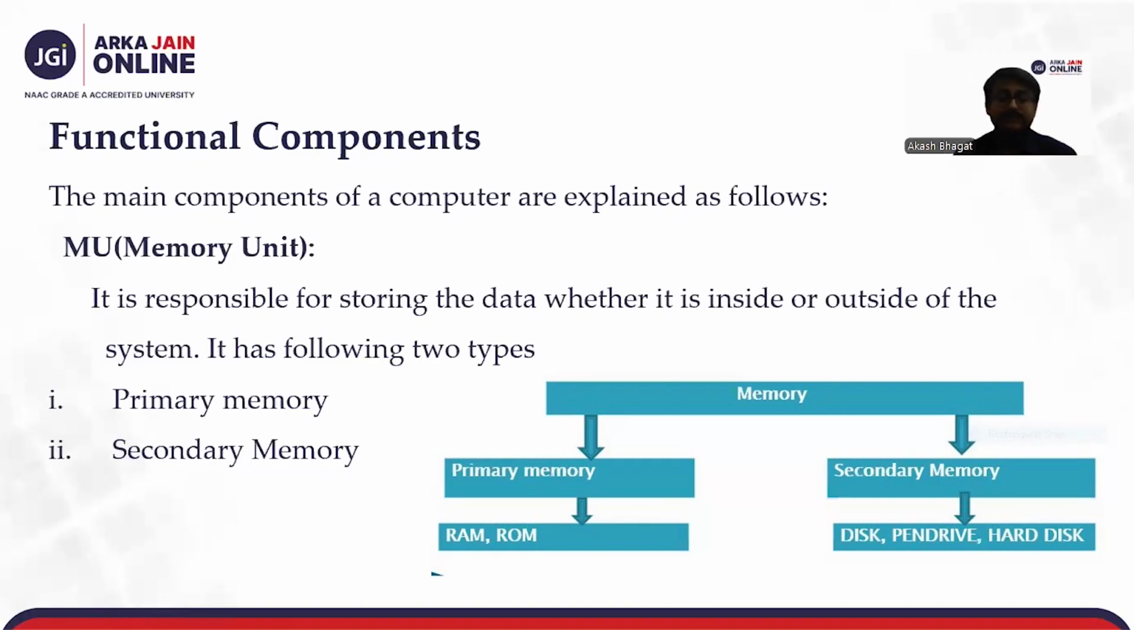So these are your RAM and ROM. What is RAM? RAM is non-permanent, it is a volatile memory. The data stored in RAM will continue as long as the power supply is there. Once the power supply is off, the data will simply escape from the RAM.